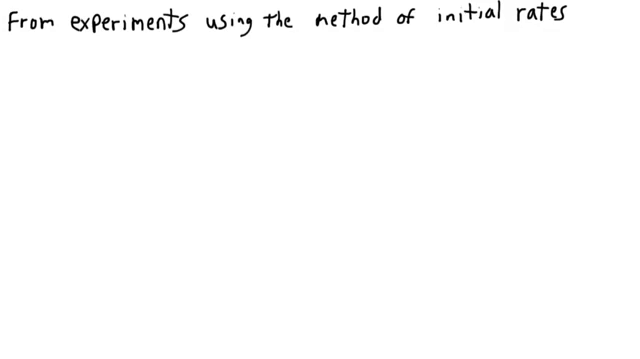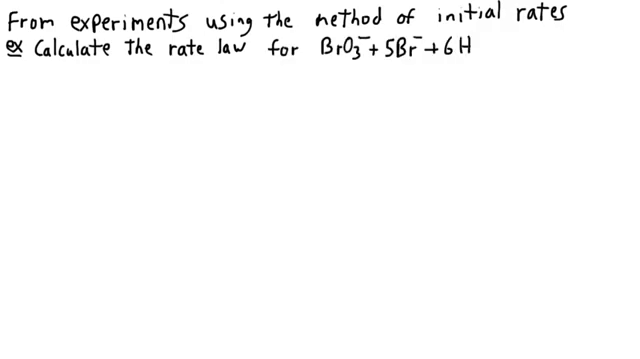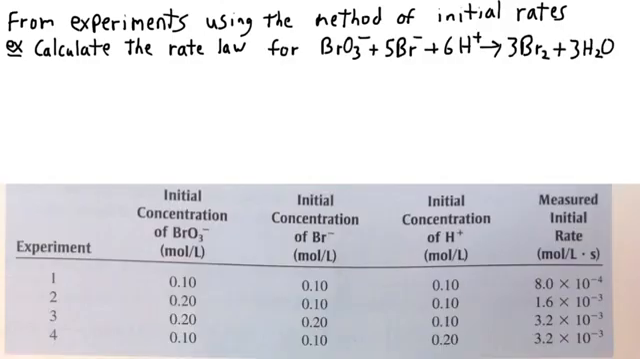So when you do your lab, you look at the first part of the rate, not the rate for the whole reaction, because as the reactants get used up, then of course the collisions will decrease and the rate will decrease. So for example, calculate the rate law for BrO3 minus plus 5 Br minus plus 6H plus forms 3Br2 plus 3H2O. This is an example from your book, and here's the data.